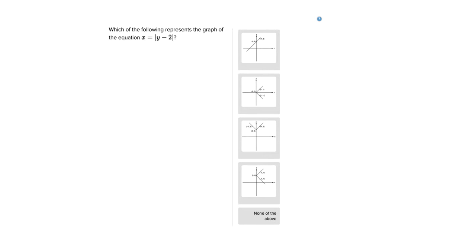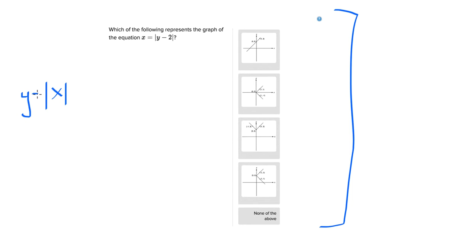The following question is asking us to identify which of the following graphs presented in the answer choices represents the graph of the equation x equals the absolute value of y minus 2. And it turns out that what you have to realize here is that this is going to look just like any absolute value graph. When you have something that looks like this, and you should remember what this looks like, y equals the absolute value of x, your graph will always look like this.